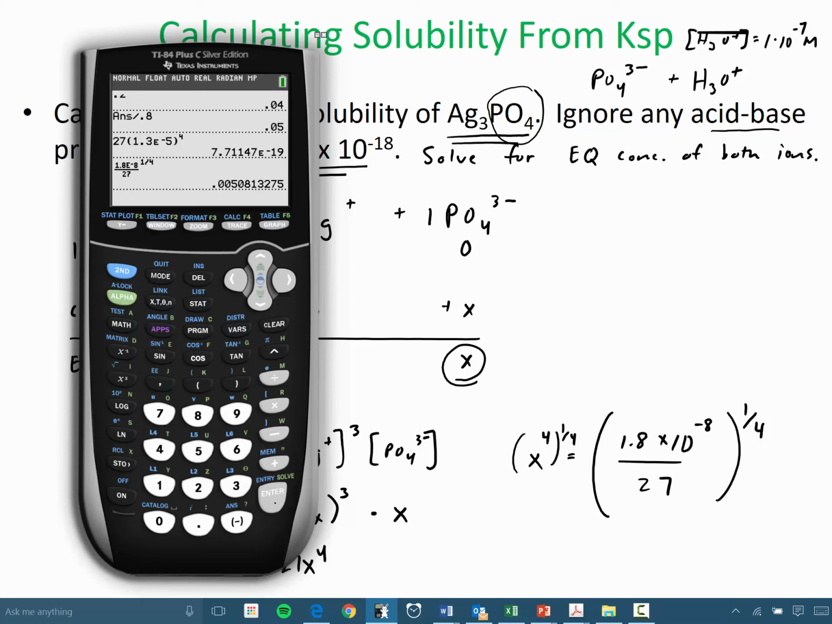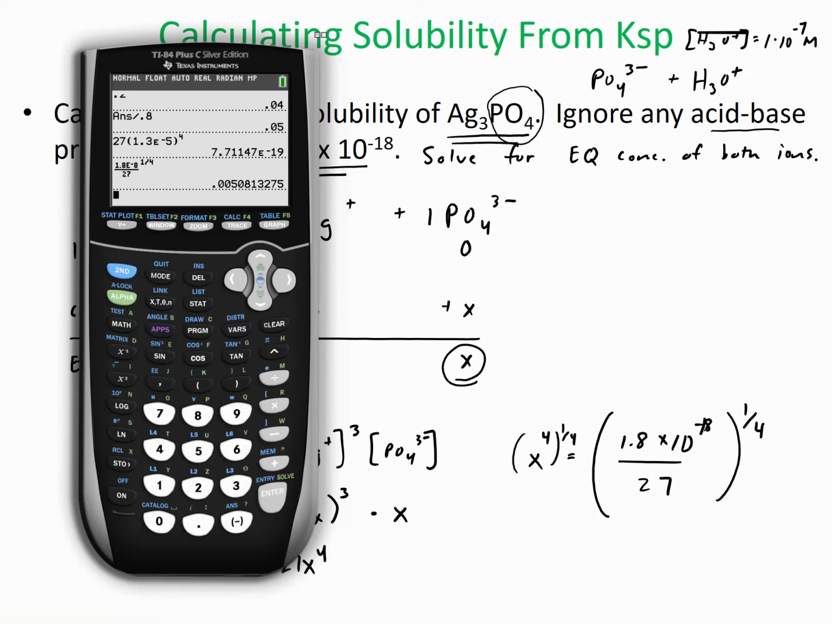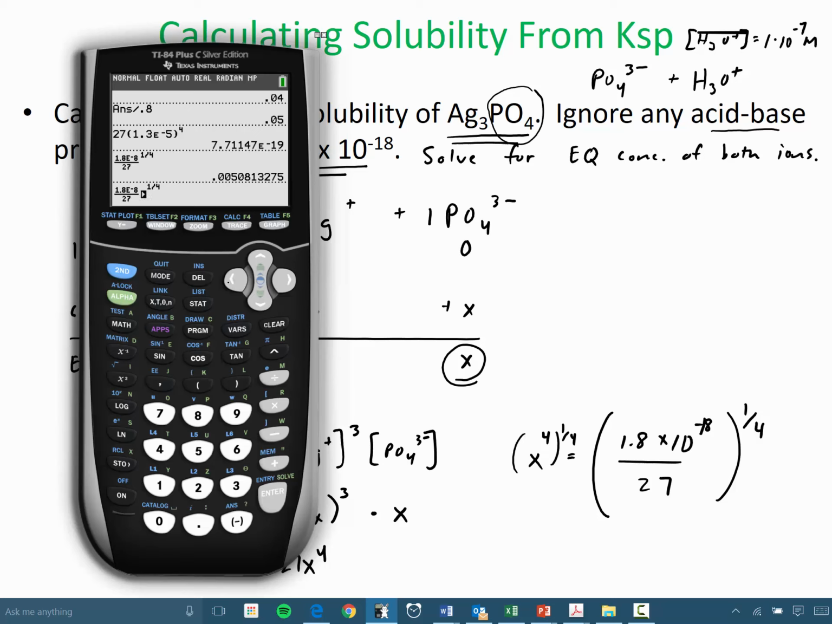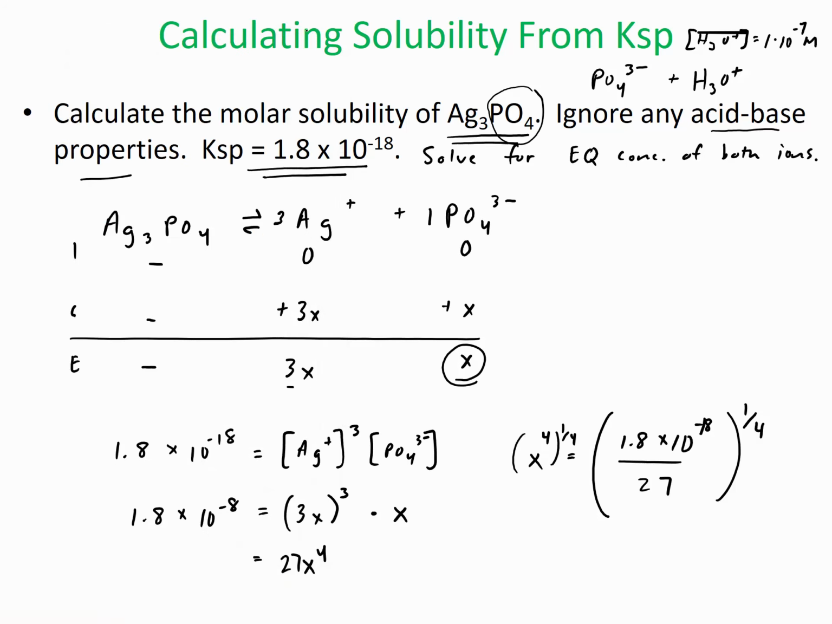I entered this wrong. This is actually to the negative 18th, my Ksp. Okay, so insert 1 there. Okay, I knew my answer didn't look right. It was way too big. Okay, so this looks right. So 1.6 times 10 to the negative 5th. The mistake I made was I lost the 1 right here.